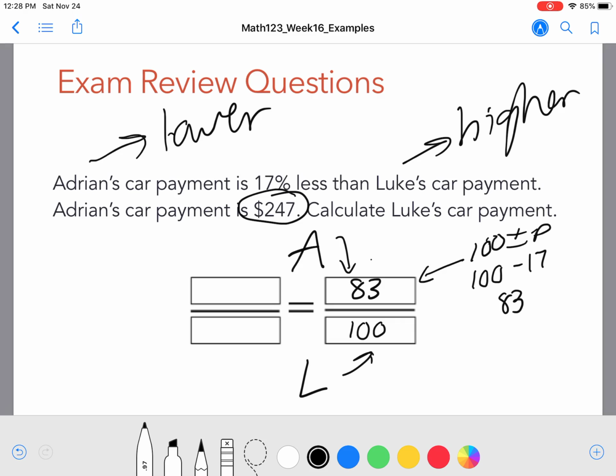So then when I plug in my values, Adrian's car payment is $247, so A is on top, so I put my $247 here, and then I put my X here, and then we're going to go ahead and cross multiply. I'm not going to show the work for that. I know you guys know how to do it. So let me see what we get here.